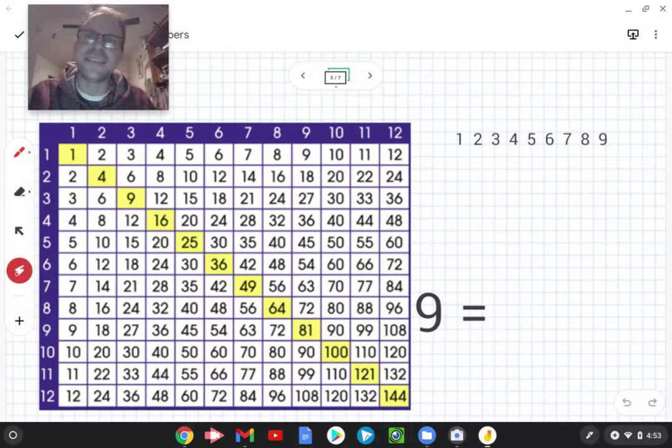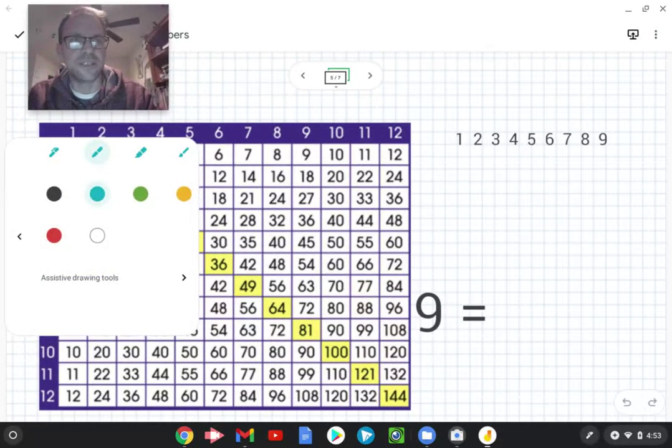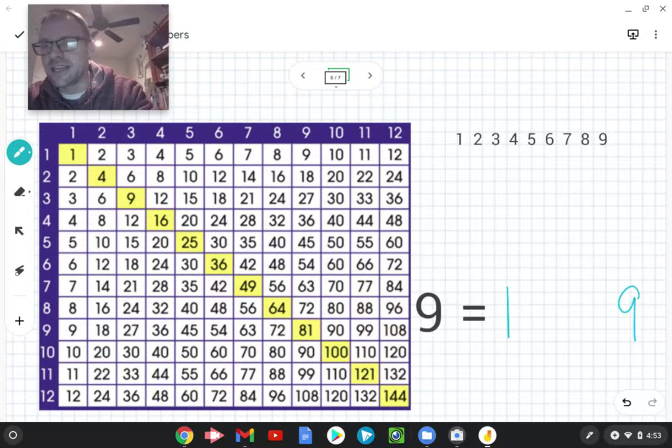1 times what gets us 9? Well, the answer, of course, is 1 times 9. 1 times itself gets us 9. All right, so we've used 1 and 9.